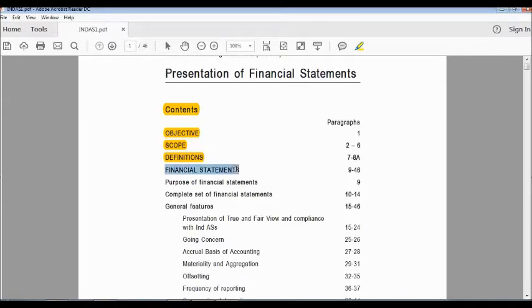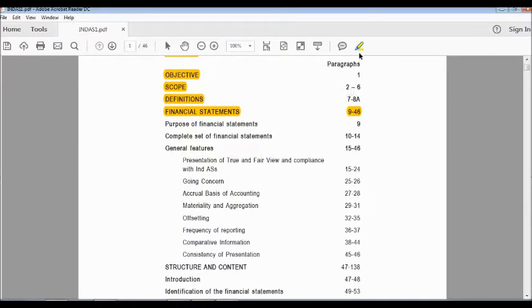Ind AS is the financial statements heading, and this is covered in paragraph numbers 9 to 46. So paragraphs 9 to 46 majorly cover the financial statements. Under this major heading there are subheadings like the purpose of financial statements, complete set of financial statements, general features, and in the general features there are also a lot of sub-paragraphs.